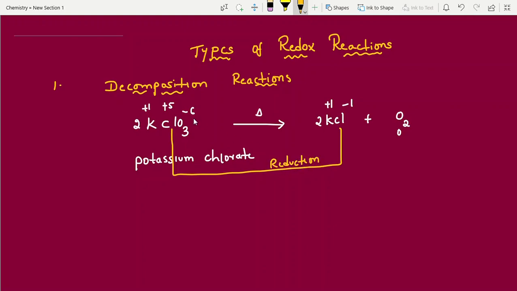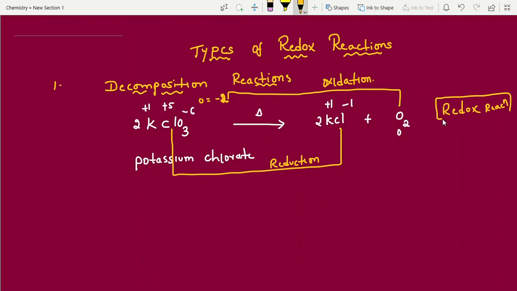Next, what about oxygen? Each oxygen is -2, so three oxygens make -6. Oxygen goes from -2 to 0. What happened here? Oxidation. So finally, this decomposition reaction is a redox reaction. You can expect questions like this: among the following, which is a redox reaction and which is not? They will frame questions like that.